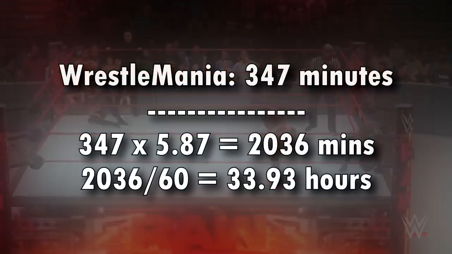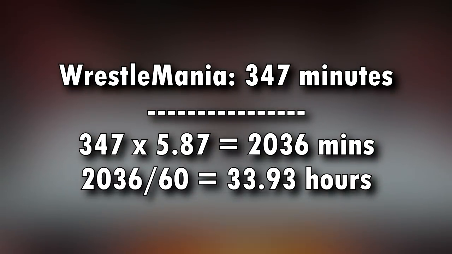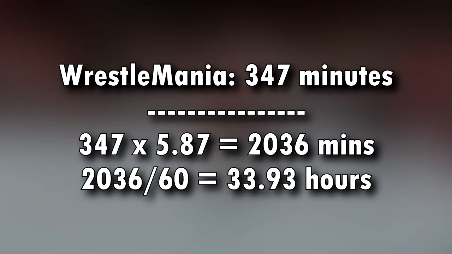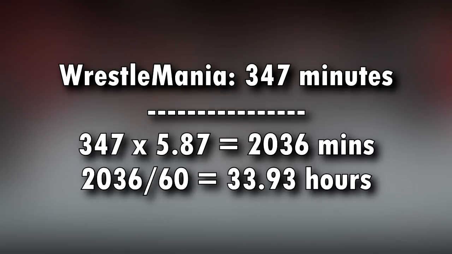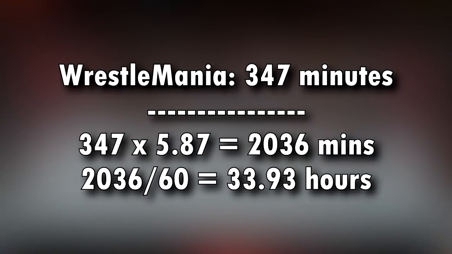So that would equal 347 minutes. Multiply that by 5.87. You get, roughly rounded down, 2,036 minutes. Divide that by 60 minutes in an hour. You have 33.93 hours. So for WrestleMania, the 5-hour and 47-minute video that you got took me roughly 34 hours to make, which, if you count that as like an 8-hour workday, that's about 4.25 days.